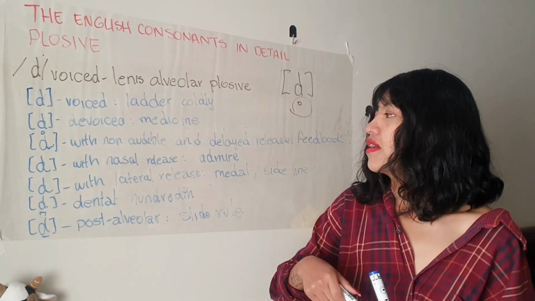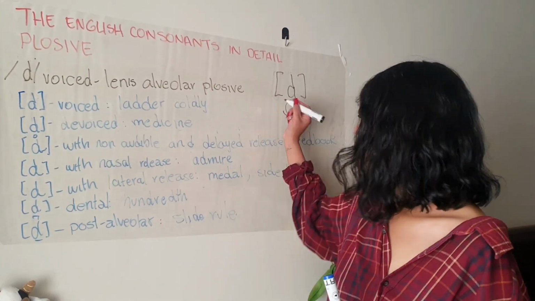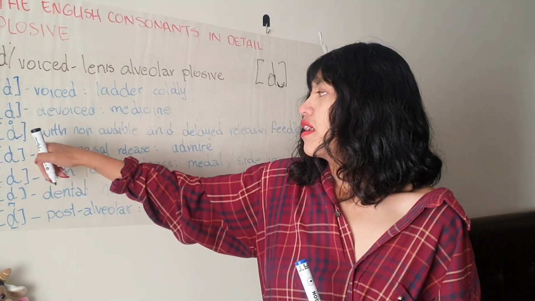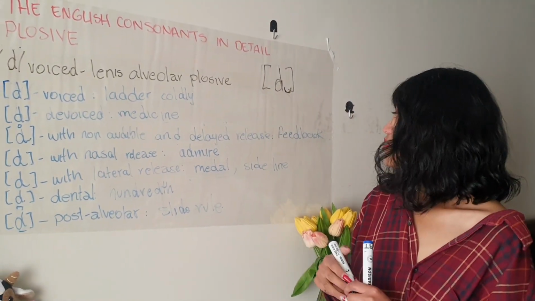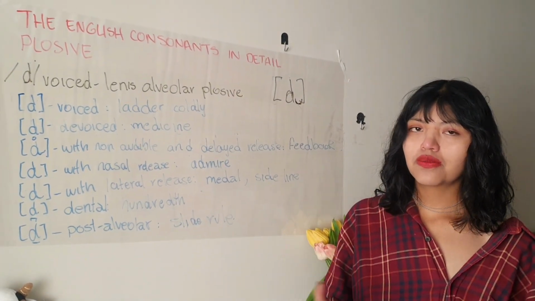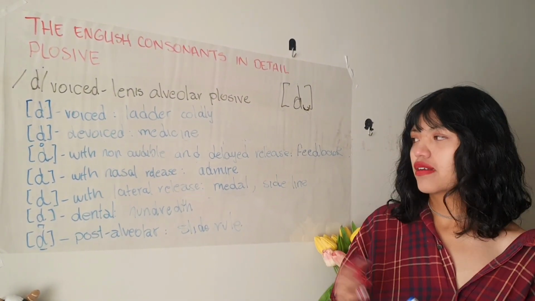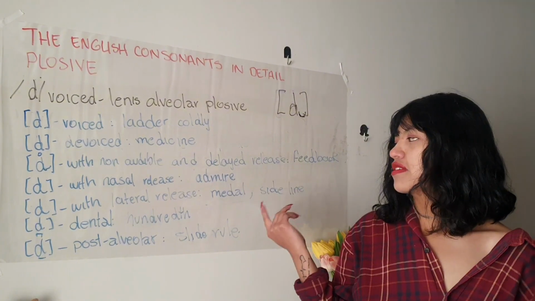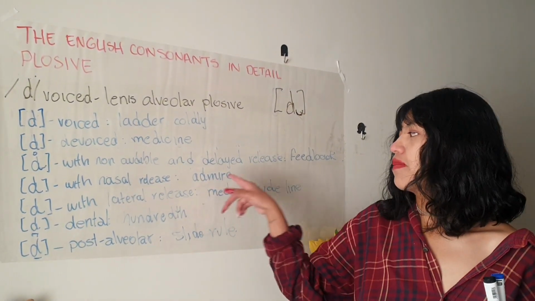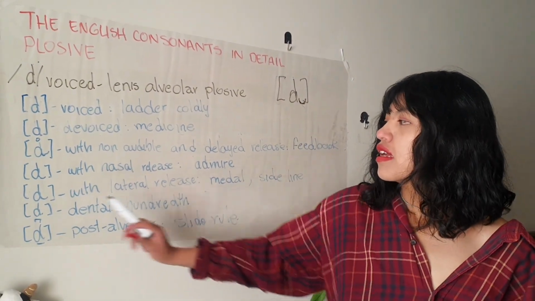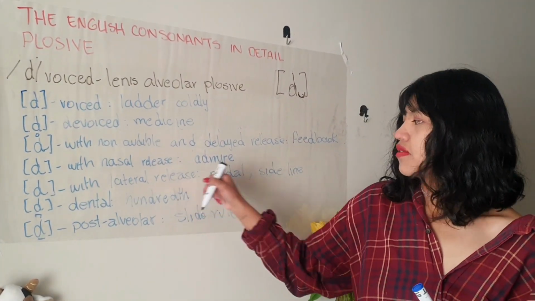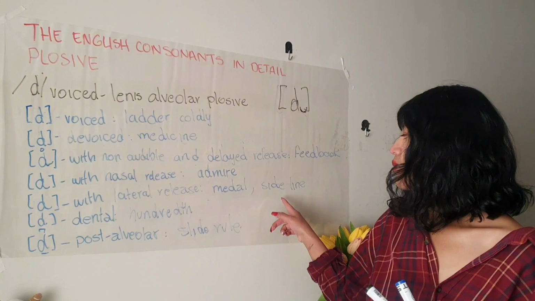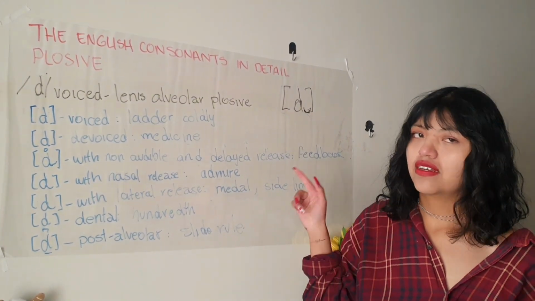The third one we have with this diacritic, like this, with non-audible release and delayed release. We have examples like feedback. We don't need to pronounce the release, we say feedback. The fourth one with the nasal release, because it's preceded by a nasal sound, we have admire. The fifth is with lateral release, and we have examples such as medal, sideline. We don't release the d, we say sideline.